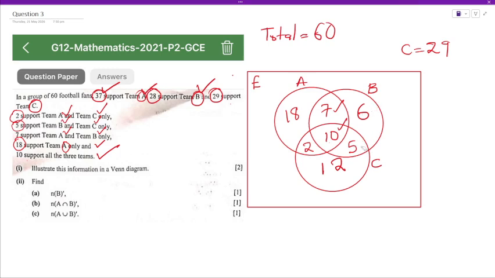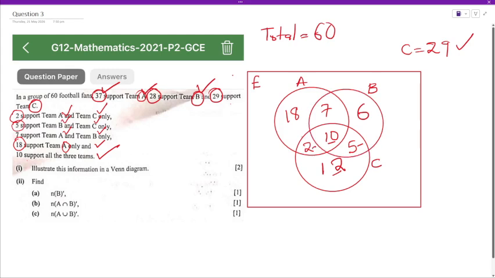We can proceed to the last set, which is set C. The total should be 29. So far we have 10, 2, 12, and 5. We just confirm by adding everything we have. So it's going to be 12 plus 10 plus 2 plus 5, that gives me exactly 29. Now we are sure that what we have is correct.